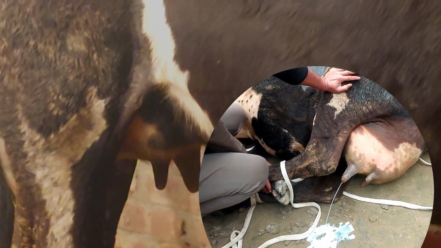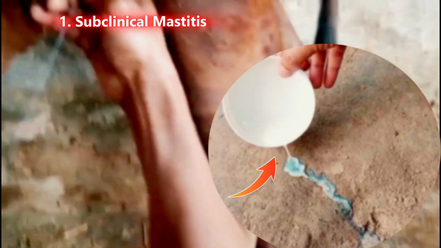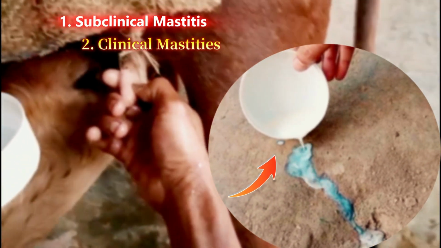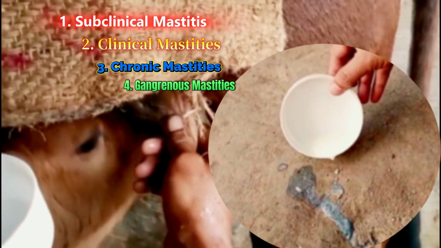Mastitis can be classified into four major types: subclinical mastitis, clinical mastitis, chronic mastitis, and gangrenous mastitis. Each type differs in severity, symptoms, and management approach. So, proper identification is essential for effective treatment.